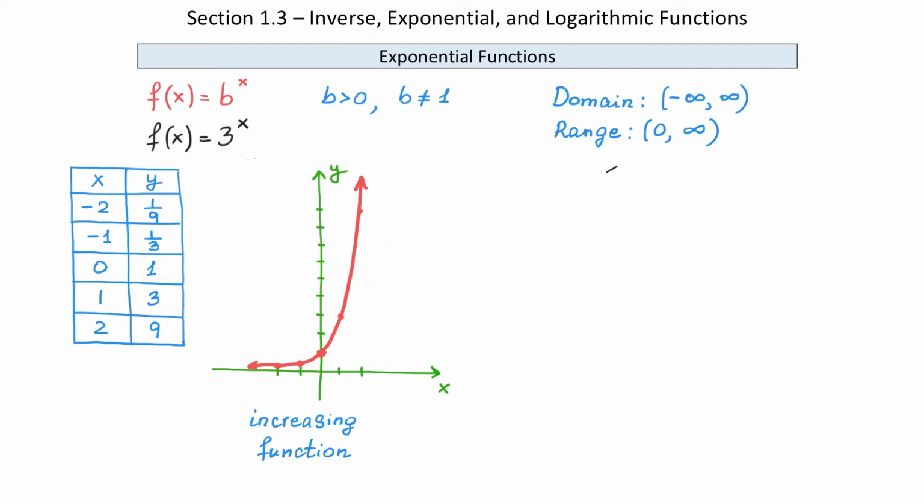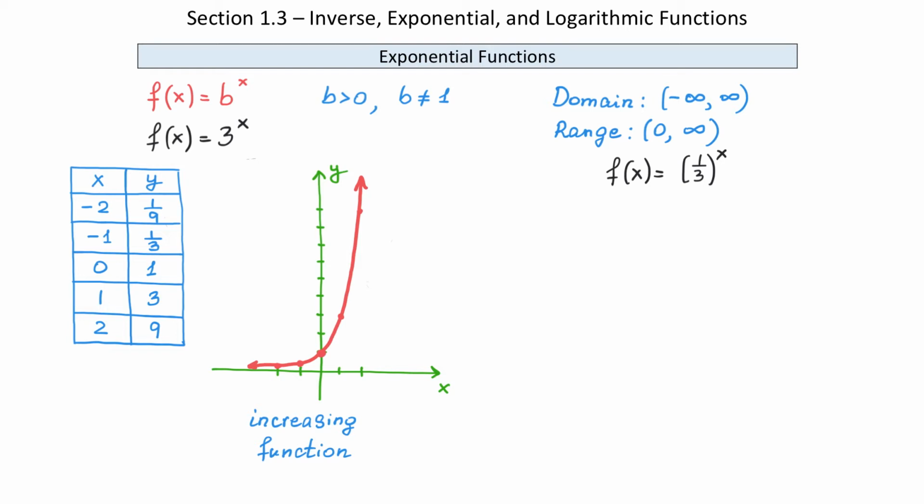Now, let's graph the function f of x equals 1 over 3 to the power of x. So, if to the left we had a function whose base is greater than 1, now we have a function whose base is less than 1. If the base is a number between 0 and 1, then the function is a decreasing function.